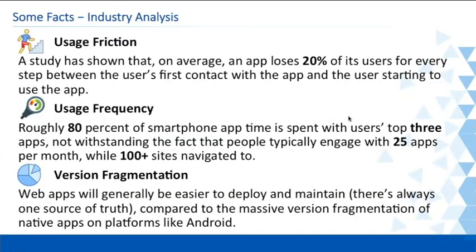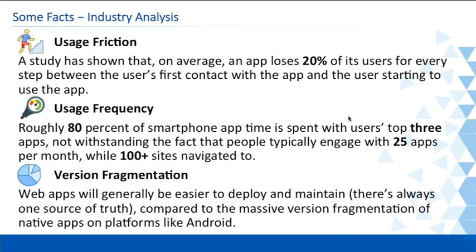So, some facts from the industry. We already discussed usage friction. A study shows that on average, an app loses 20% of its users at every friction point. Every move from one screen to another, clicking on a link, filling a form, clicking another download button and waiting for the next loading screen to disappear, tapping the next icon again, every usage friction causes a 20% loss. Overall, there are almost 74% chances that the user would not be your active user if you don't have a smooth experience.